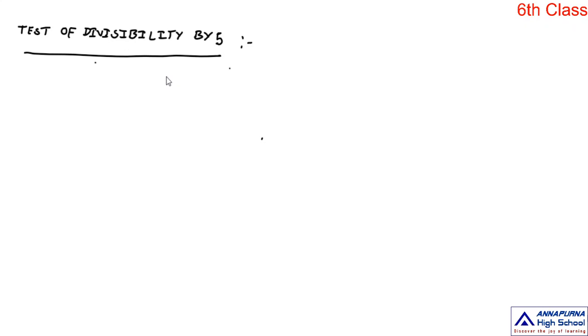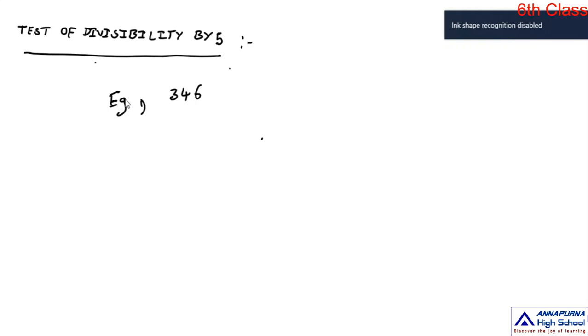I will explain with one example. Listen to me carefully. First example, 346. The given number has 6 in the units place. The rule says the units place must be either 0 or 5 for the number to be divisible by 5, otherwise it is not divisible. So this is not divisible by 5. Why? Because here the units place is 6, not 0 or 5.